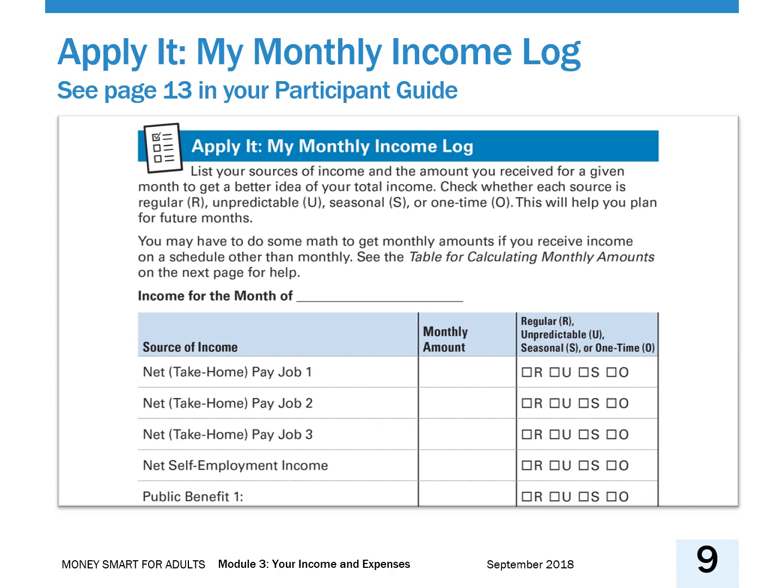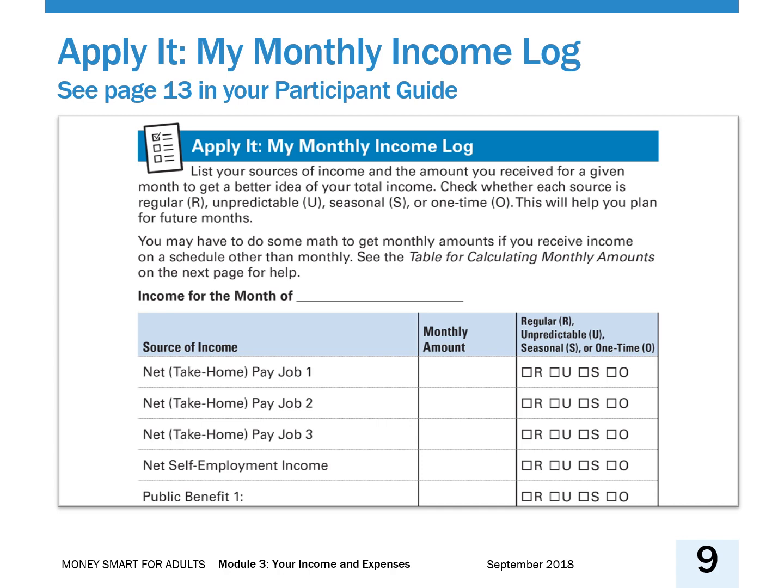Now, if you would turn to Apply It, my monthly income log on page 13 of your participants guide. Now, you can use this log after today's training. Apply It, my monthly income log. List your sources of income and amounts you receive for a given month to get a better idea of your total income. Check whether each source is regular, unpredictable, seasonal, one-time. This will help you plan for future months.